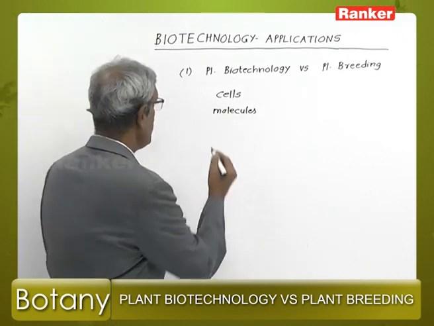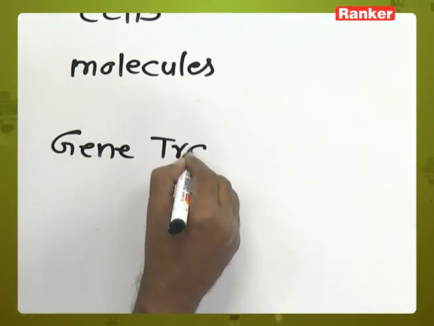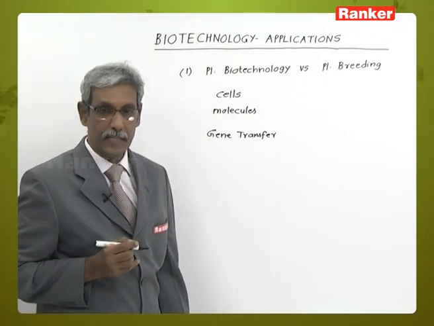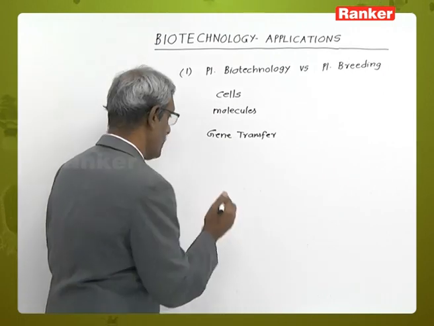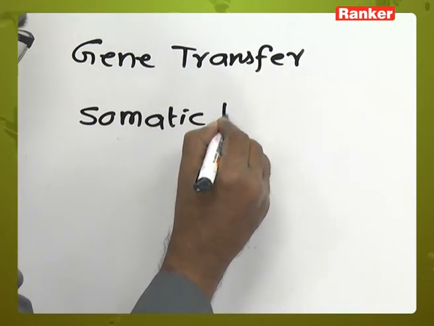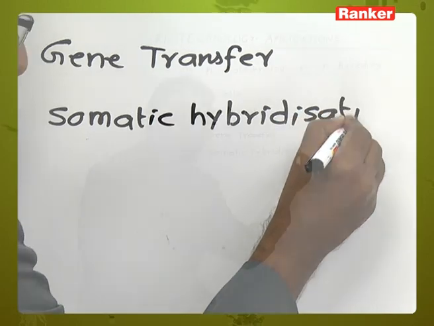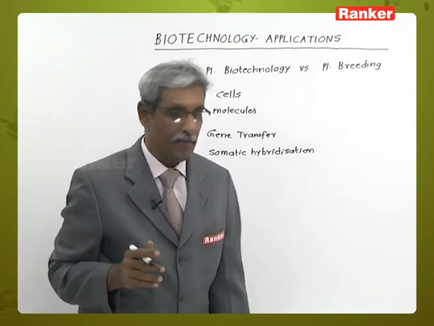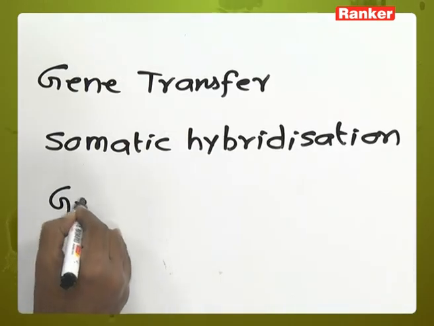In plant biotechnology, we do gene transfer. We isolate a gene of interest and transfer it either by protoplast fusion, which is termed somatic hybridization. In somatic hybridization, we take the cells, remove the cell walls, and fuse the two protoplasts. Otherwise, we indulge in genetic transformation.